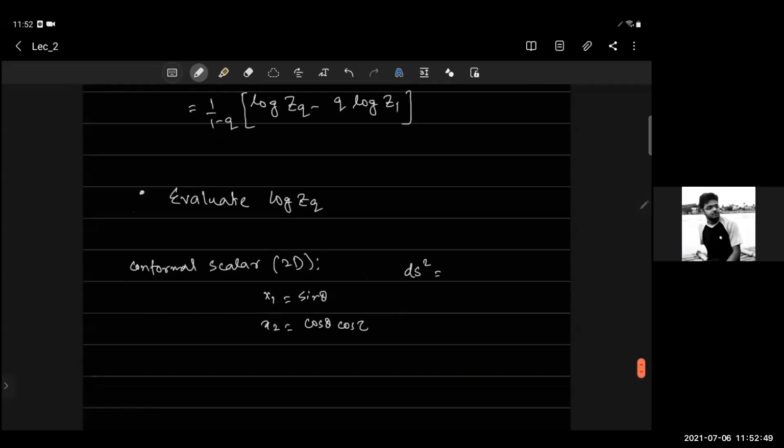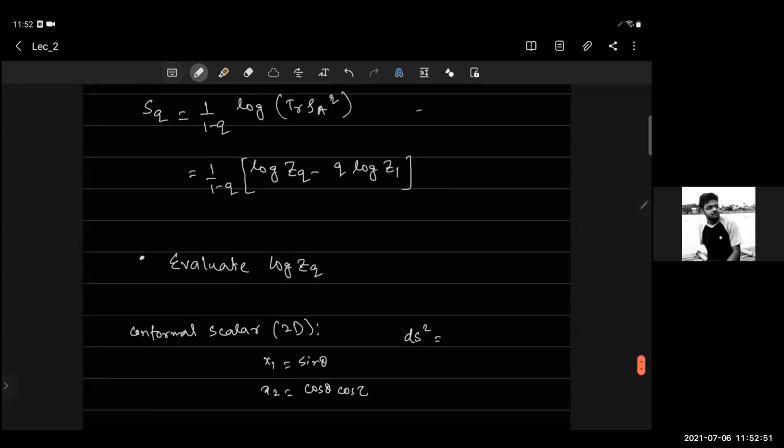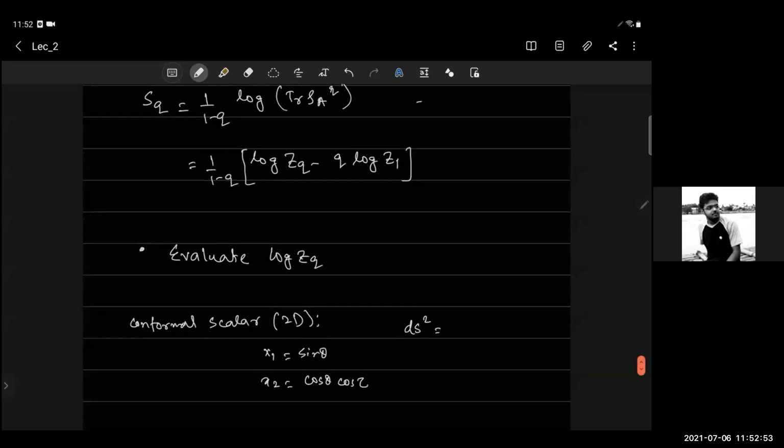But somehow we get the entropy as a function of the partition function. So now we have to compute the partition function. The subdivision and subsystems somehow disappeared, not disappeared, they are implicit, but this is the expression we got. Okay.